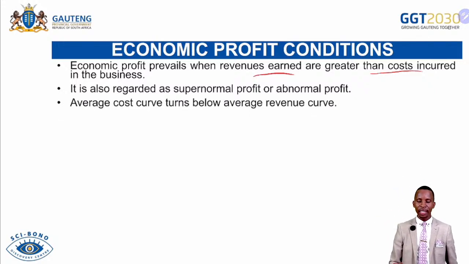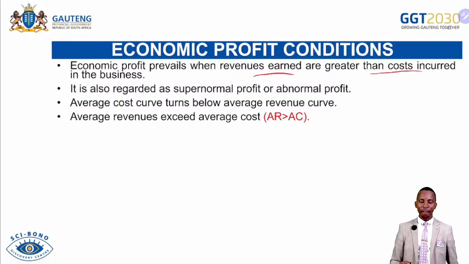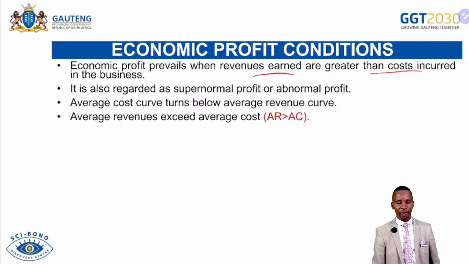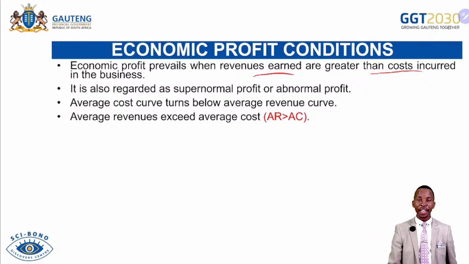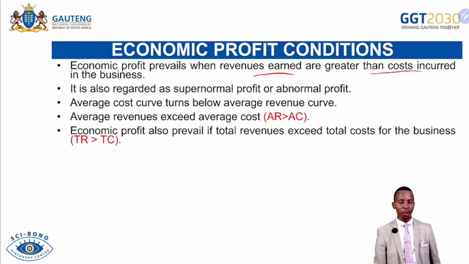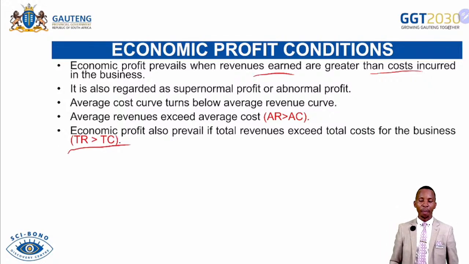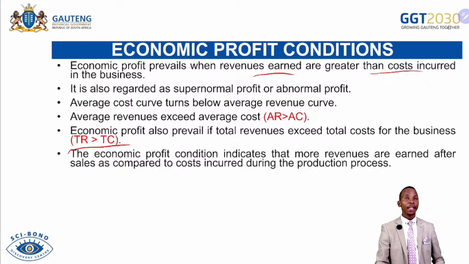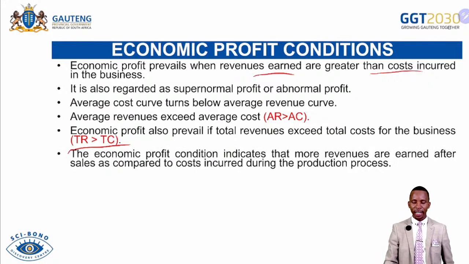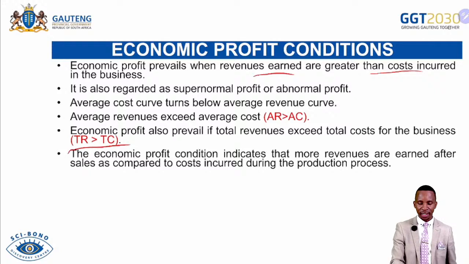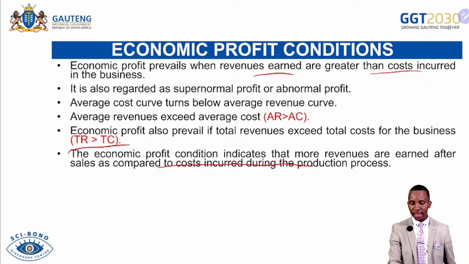The average cost curve tends below average revenue, meaning the firm is making supernormal profit. Average revenues exceed average cost, meaning AR is more than AC. In that case, the firm will be making supernormal profit. Or total revenues will be more than total cost. The firm will be making a supernormal profit. The economic profit conditions indicate that more revenues are earned after sales as compared to costs incurred during the production process of the product.